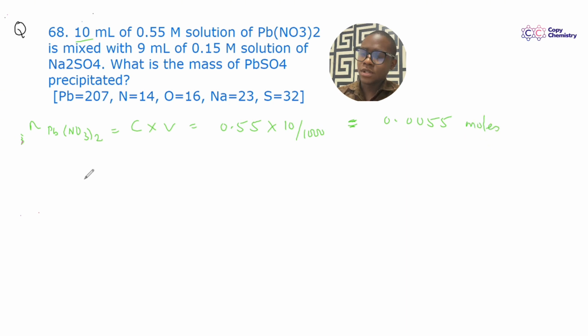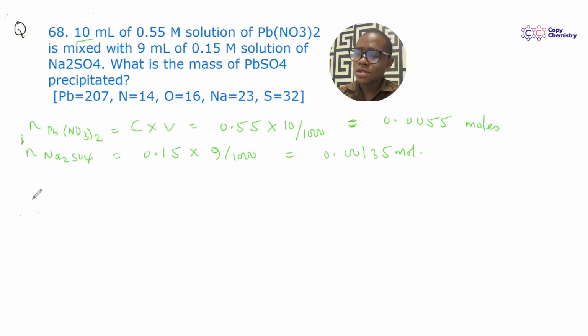When I solve everything, and then similarly, let's do for Na2SO4. So what's it going to be? Concentration, 0.15, multiplied by the volume, 9. Again, I have to divide it by 1,000, tell me why in the comments. And that gave me 0.00135 mole. Now, I've just done this fun stuff, getting the moles.